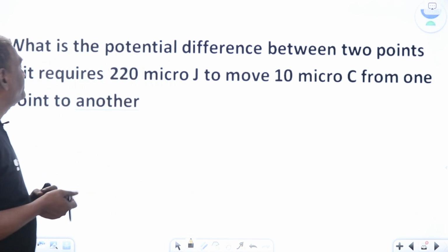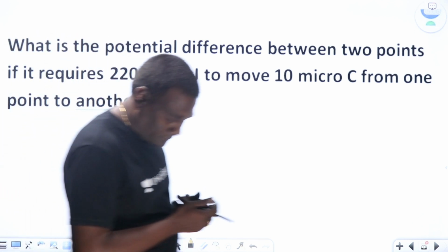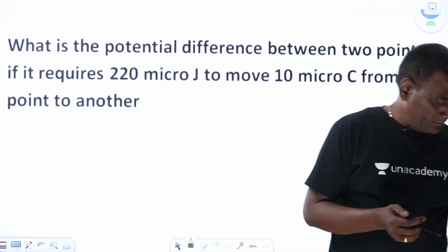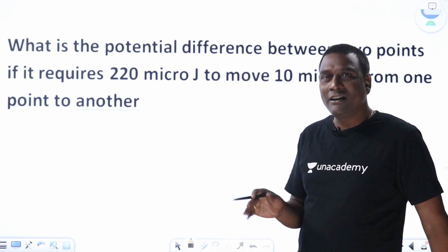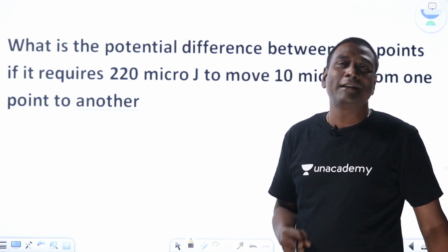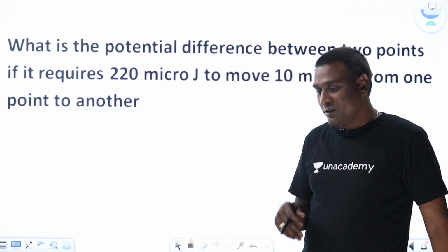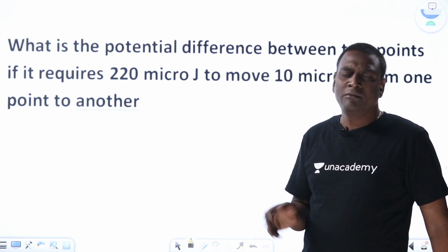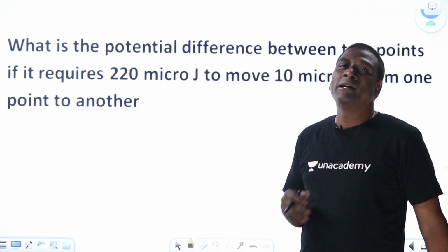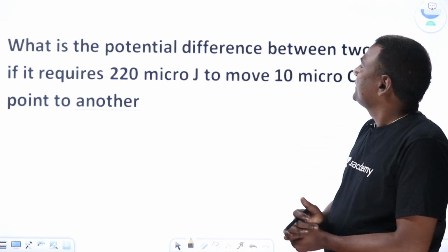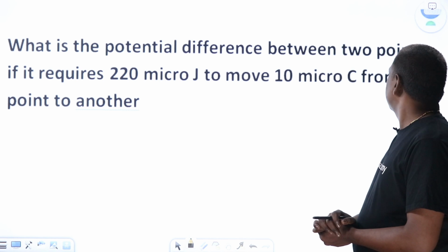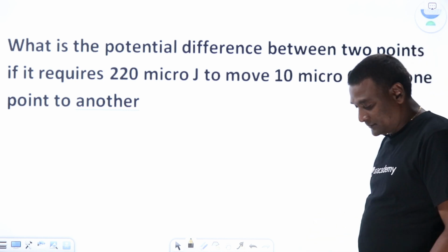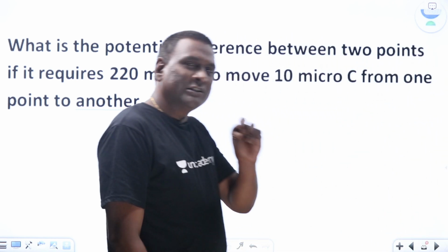Now, see this question. Don't think that this is very basic. Yes, this is very basic, and our target is to strengthen our basics only, such that whenever we go for application-oriented subjects, it will become very easy and doubts will be very much less. What is the potential difference between 2 points if it requires 220 microjoules to move 10 microcoulombs from one point to another? See here, I'll give a small recap.